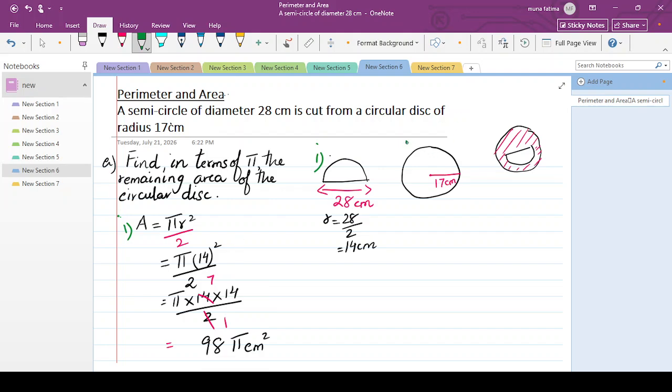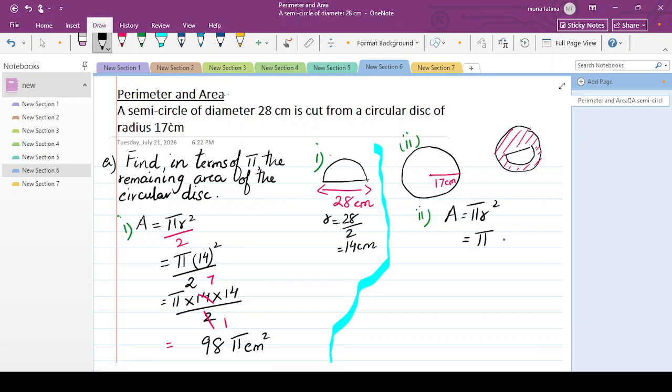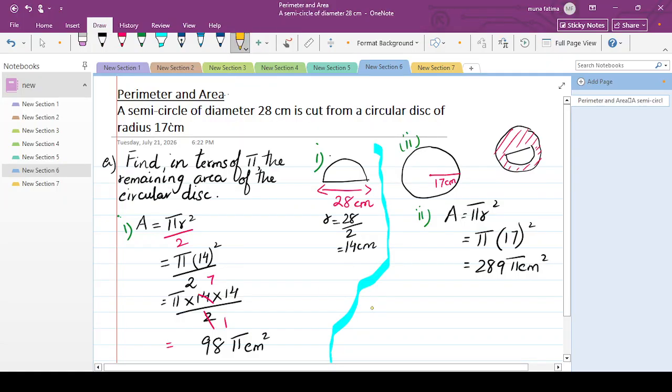Now let us do the full circle. Let me just separate these two. Alright. Area of a full circle is pi r squared. The radius is given already, so we just have to find the square of 17, and this is going to be 289 pi centimeters squared. For the final answer, you just find the difference of the two.